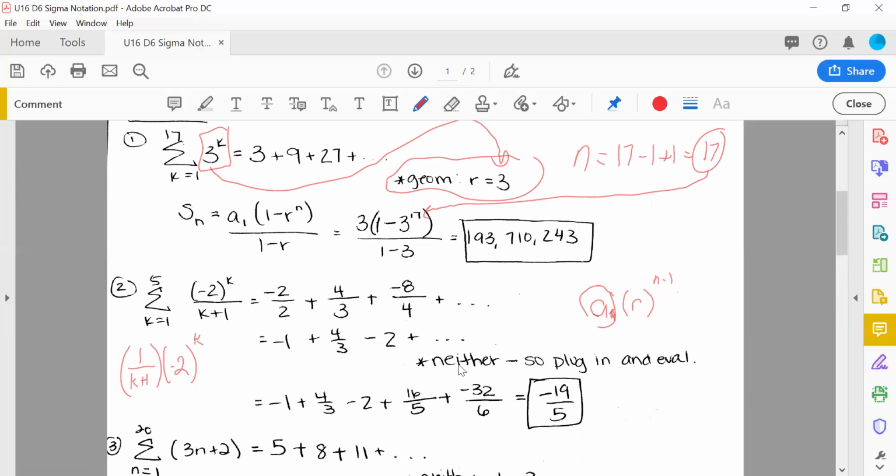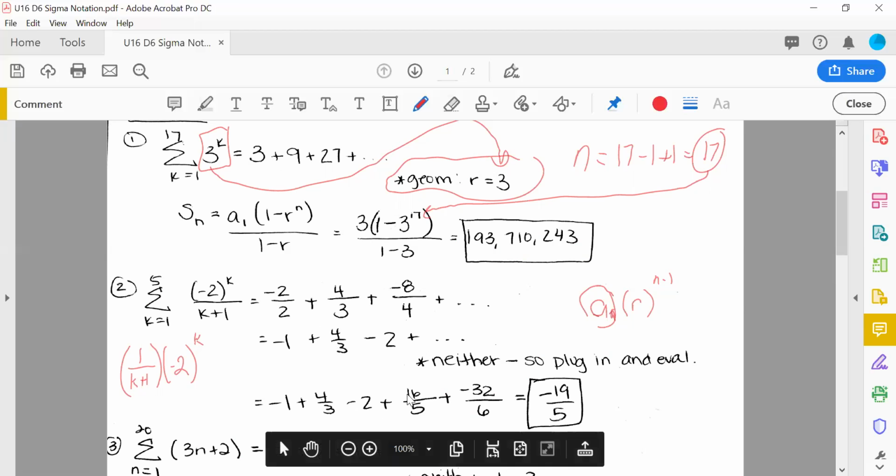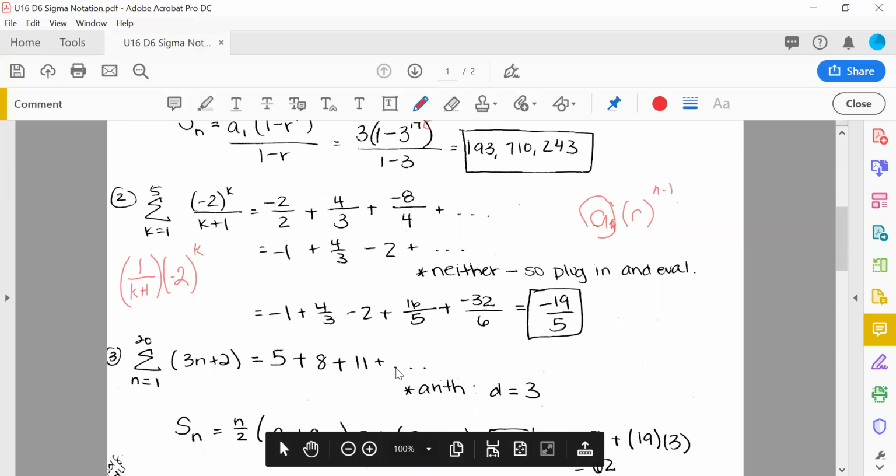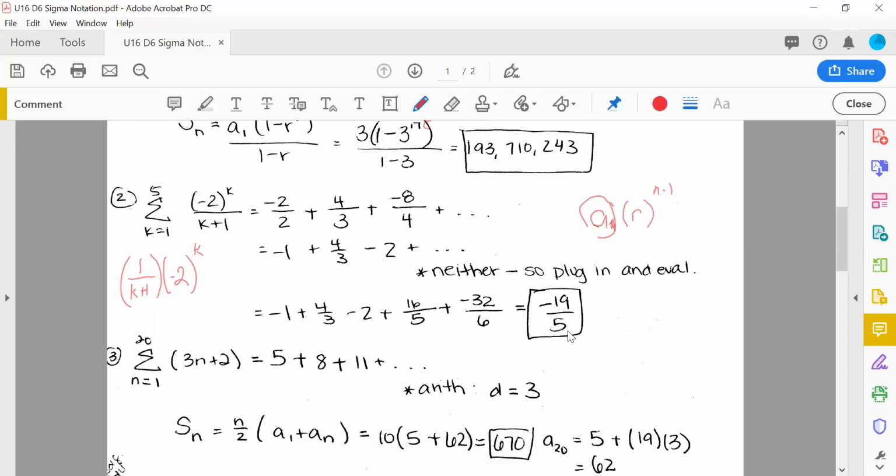So what is the only way to find this? Plug it in, plug it in. When it is neither arithmetic nor geometric, you don't have a formula, just plug it in and go. So your good news, you're only going from 1 to 5, so plug in 1, 2, 3, then find the fourth term, then find the fifth term. Honestly, you could use your calculator if you want to, then do math, enter, enter, and get -19/5. You're in pre-calc A. I'm not going to make you add and get common denominators. You could do -1 plus 4 divided by 3, -2 plus 16 divided by 5, plus -32/6. Hit enter.